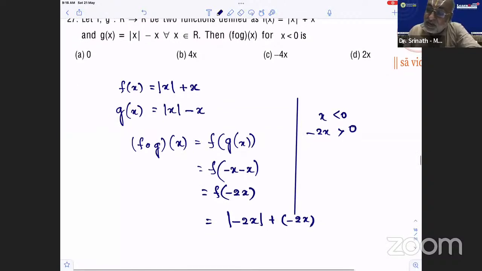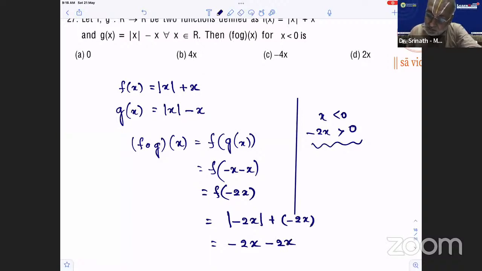Now, it's given that minus 2x is greater than 0. So, what is mod of minus 2x? Since minus 2x is greater than 0, mod of minus 2x will be minus 2x only. So, minus 2x. Therefore, this will become equal to minus 4x. So, our answer is C.